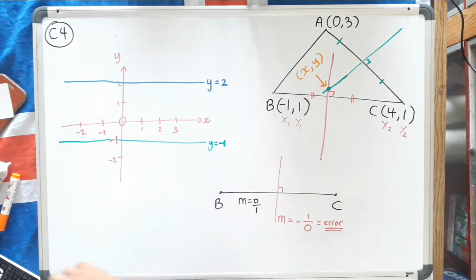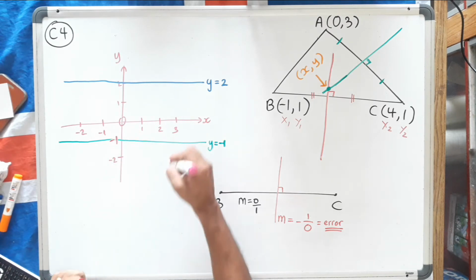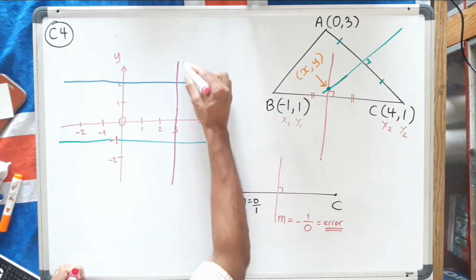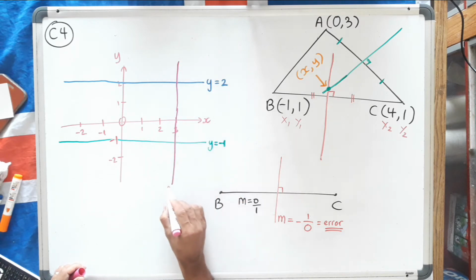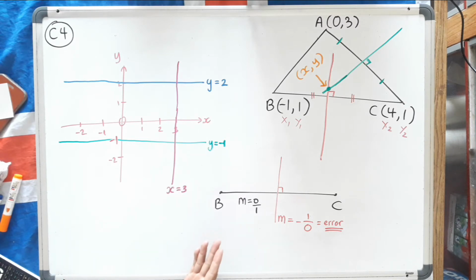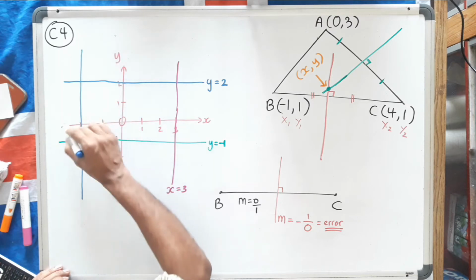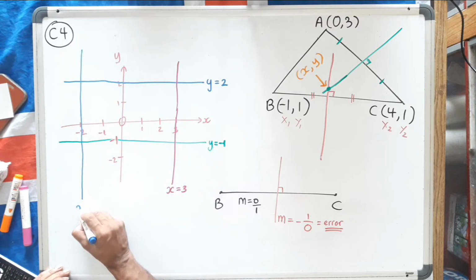So, if we do the opposite now, if we have a vertical line going through 3 on the x-axis, the equation of this line is x is equal to 3. That's the equation of the line. There's no need to go and find m and find c. And if I have a vertical line going through minus 2 on the x-axis, the equation of this line is x is equal to minus 2. Now here's the thing.